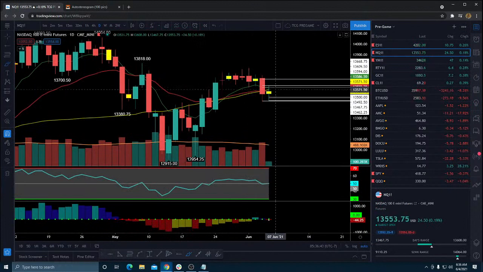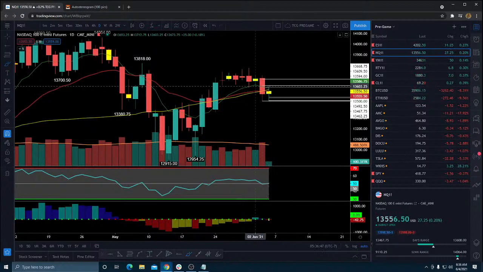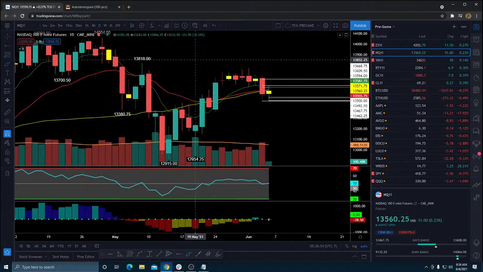You see how it's below the key EMAs and the 50 MA. The simple 50 moving average is the yellow line. We're testing, trying to push up over it. Bulls would love to see a close above the 50 MA on the Nasdaq.